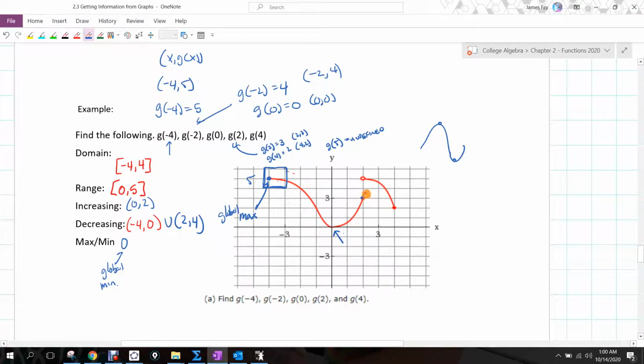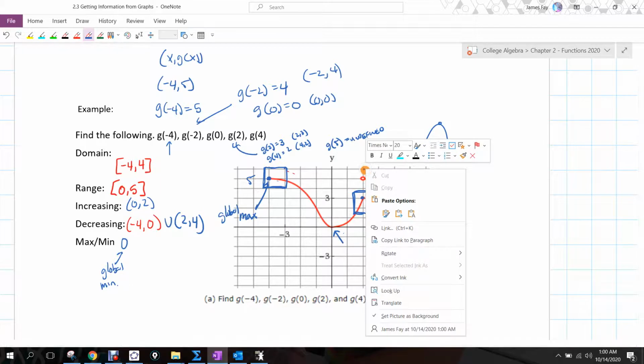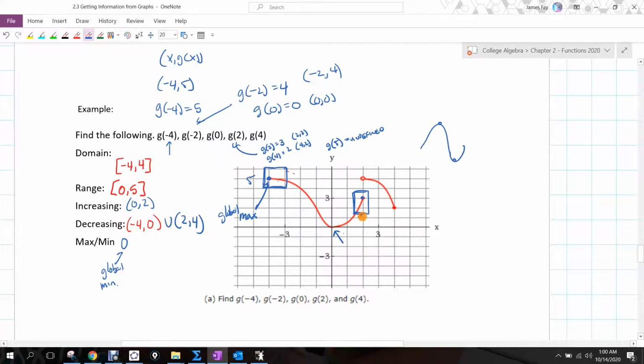This point here, would you agree at that point is kind of the largest in its neighborhood? Okay, so we would consider that a local maximum. Here's a local minimum. Now here it's going to be hard to determine because I'm not going to necessarily be able to tell what that maximum is because it's open. So it's like 2.000000000001. So there's kind of a discrepancy on how we're going to write that.